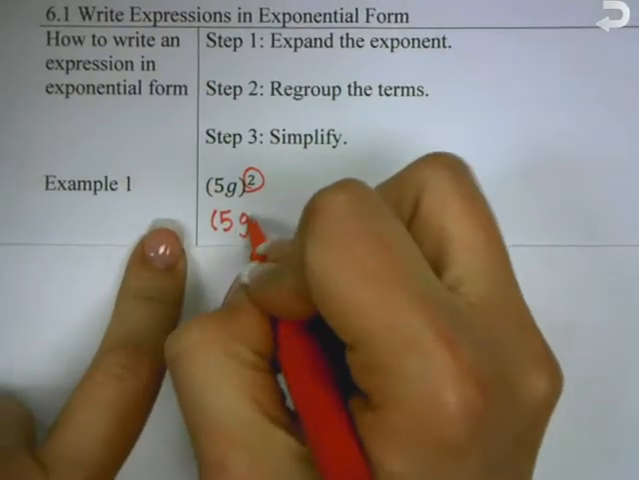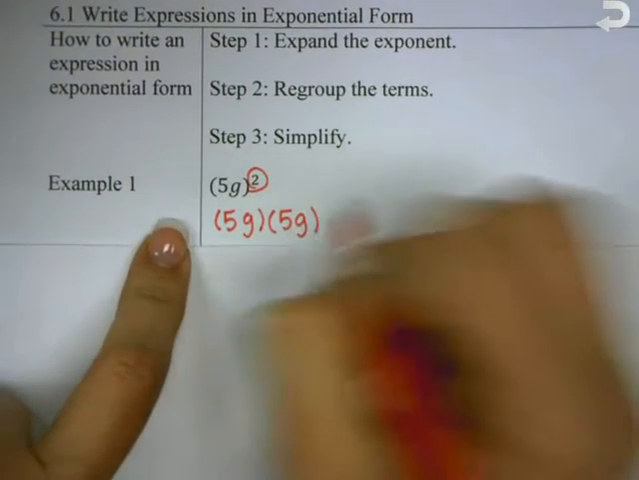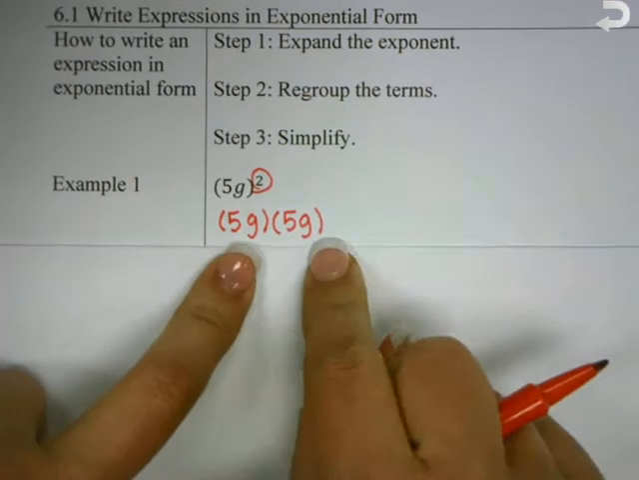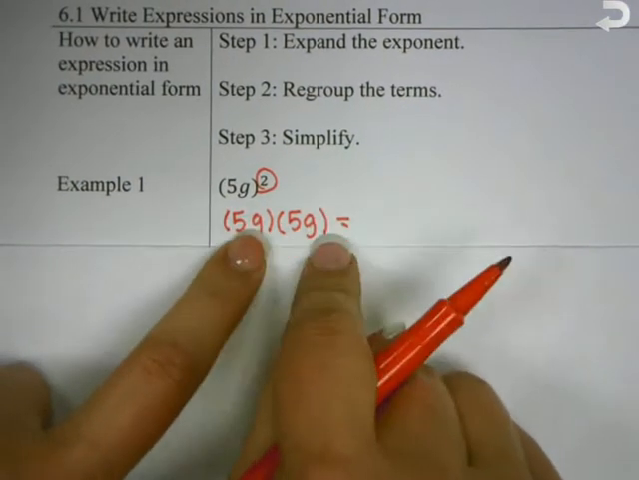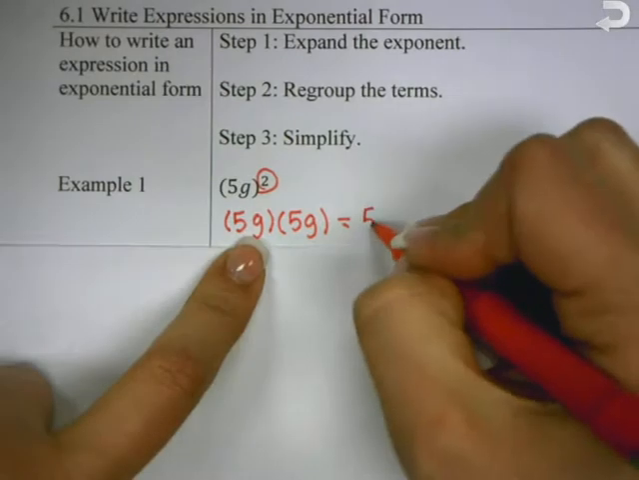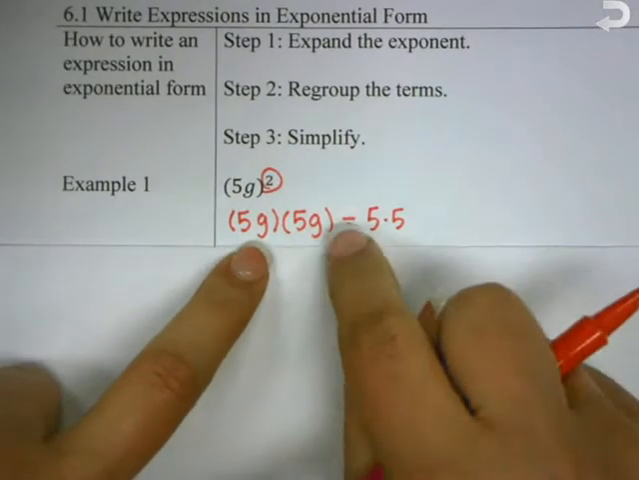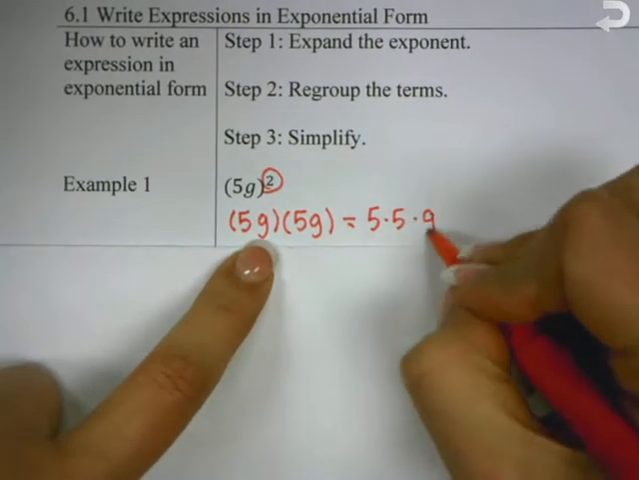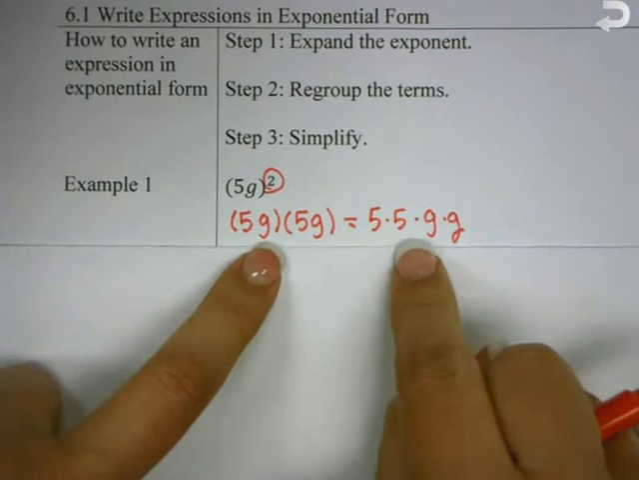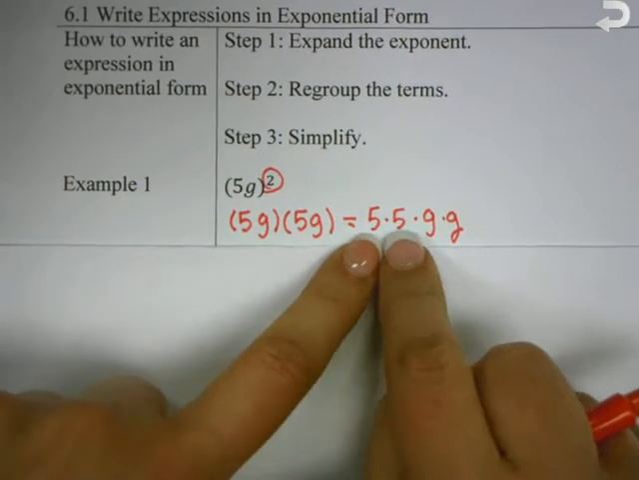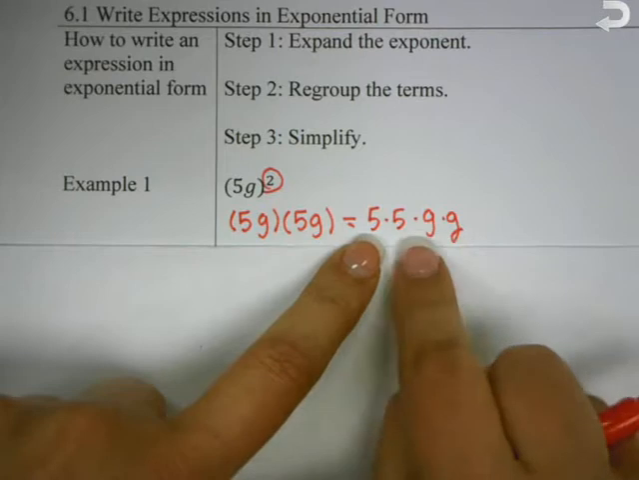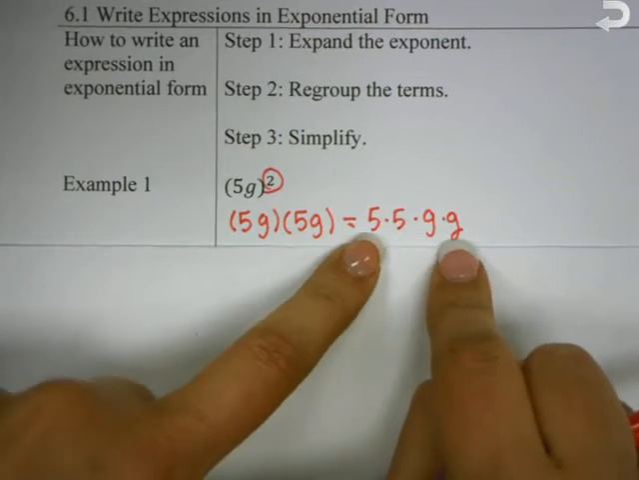Now to regroup these terms, we want to get the 5's next to each other and the g's next to each other. So we can rewrite this as 5 times 5 times g times g. Now remember, this is the commutative property of multiplication. That tells us that we can multiply terms in any order and we're still going to get the same answer. So what we want to do after this is to, step 3, simplify.